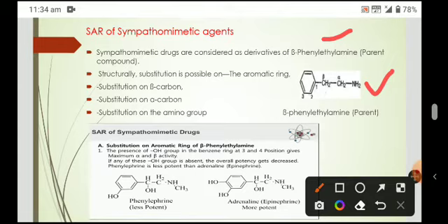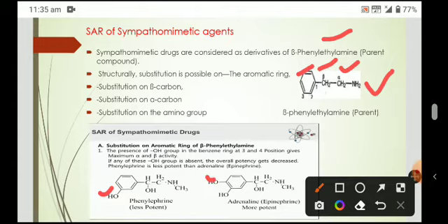First, the substitutions on the aromatic ring. Second, on the beta carbon, then substitution on the alpha carbon, and the last one on the amino group. On these four places the substitutions are possible, and we will see how the changes are obtained. First, substitution on the aromatic ring of beta-phenylethylamine. The presence of OH groups on the ring, as I have shown here, at the third and fourth positions.